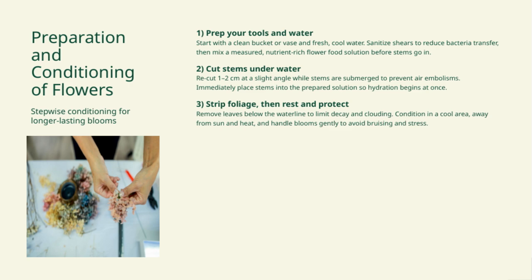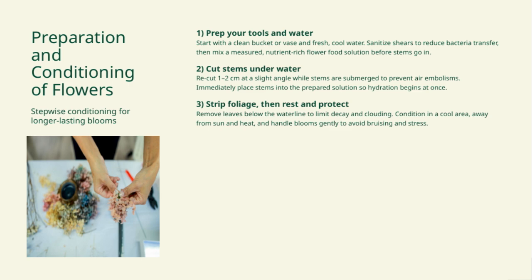Now, when you cut the stems, do it under water. Recut each stem at a slight angle, about 1 to 2 centimeters, while they're submerged. This prevents air embolisms, which can block water uptake. Immediately after cutting, place the stems into your prepared solution so hydration can start right away. Next, strip any leaves that will fall below the waterline. Removing these leaves helps prevent decay and cloudiness in the water, keeping everything fresher for longer.